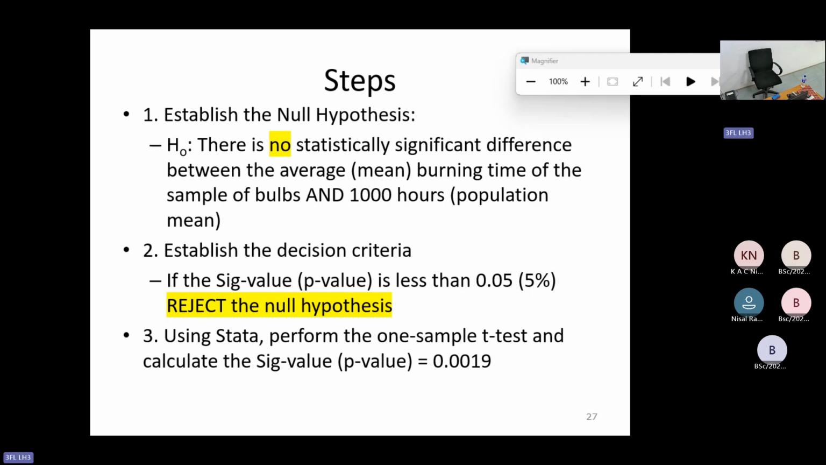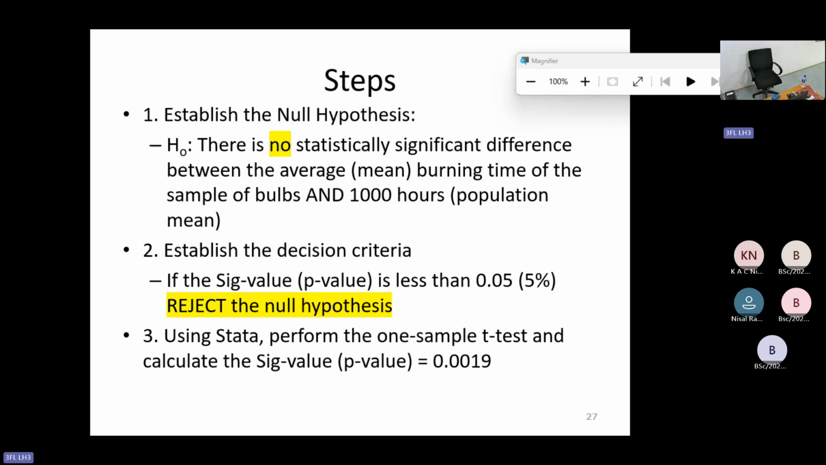This is step number 3. What's step number 3? Using the data, perform the one sample t-test and estimate the sig value, the probability value. And then come to the conclusion. Those are the four steps.